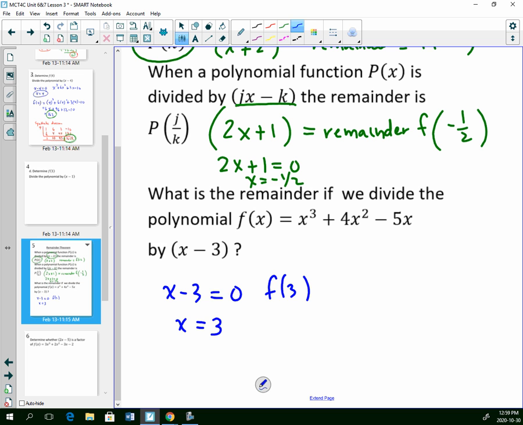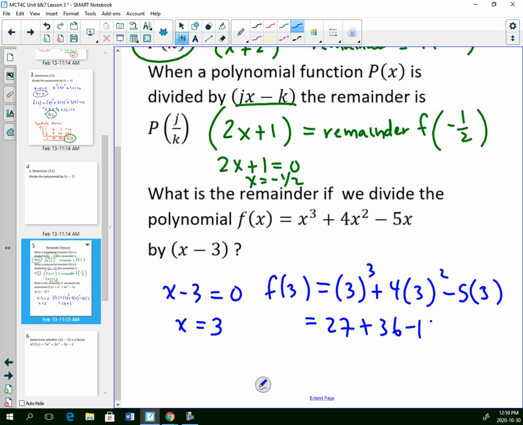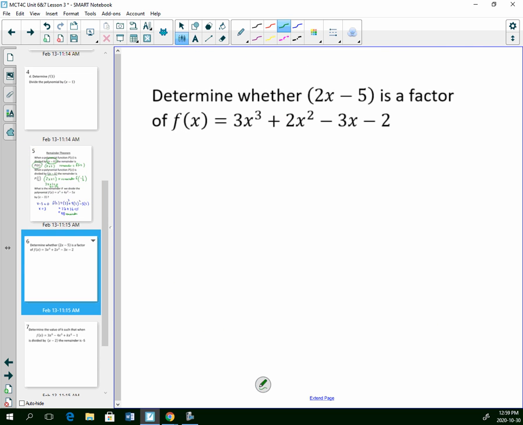So f of 3, I just substitute it in to the polynomial, and we get 9 4s is 36 minus 15, and what does that add up to? That adds up to 48. So that means that if I divided f of x by x minus 3, the remainder will be 48. And if that's all I want to know, I can just do this function notation, f of 3. And that is useful if I want to know if something is a remainder.